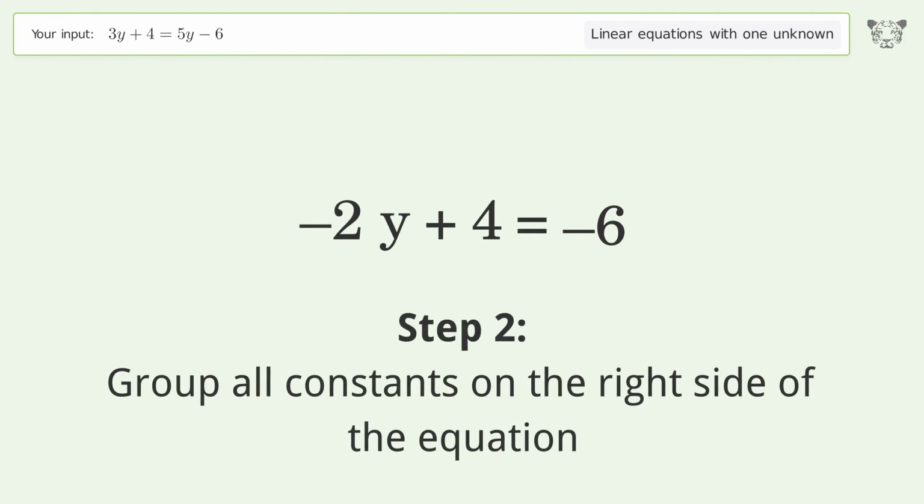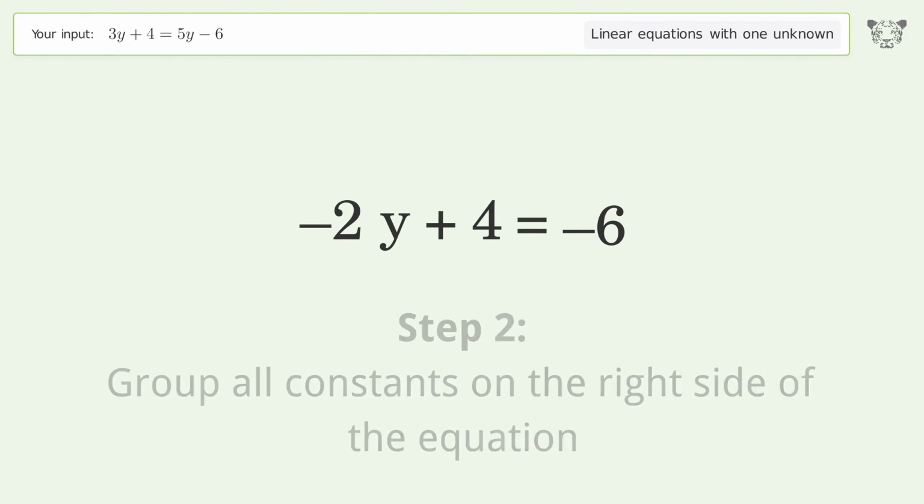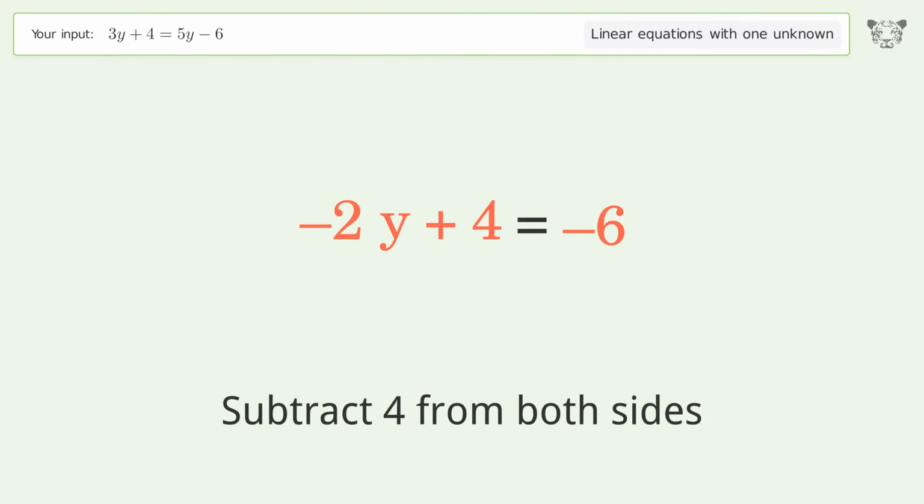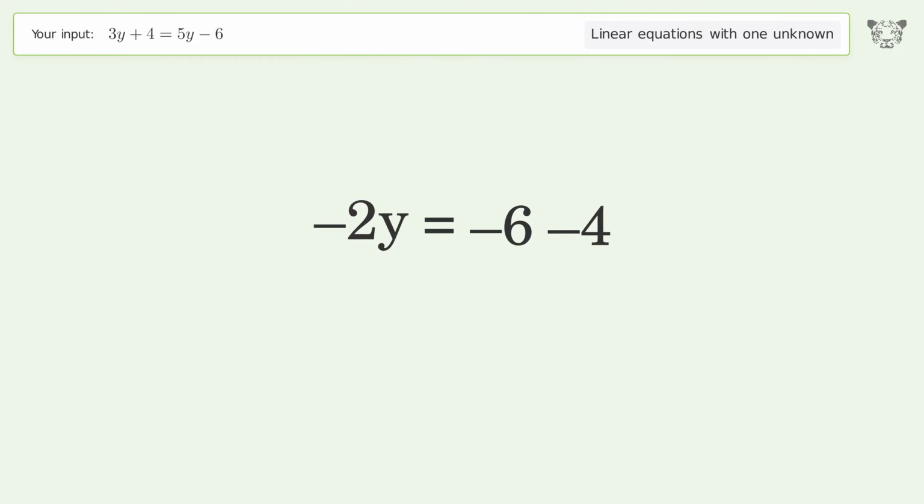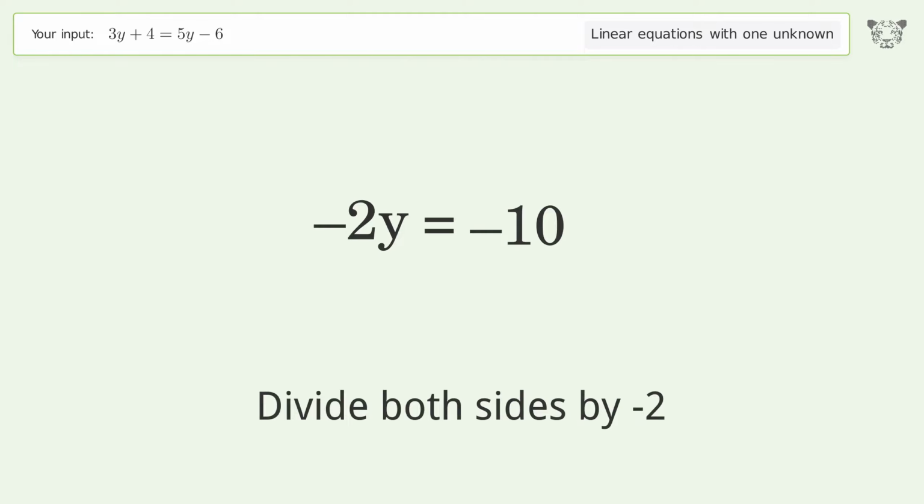Group all constants on the right side of the equation. Subtract 4 from both sides. Simplify the arithmetic. Isolate the y. Divide both sides by -2.